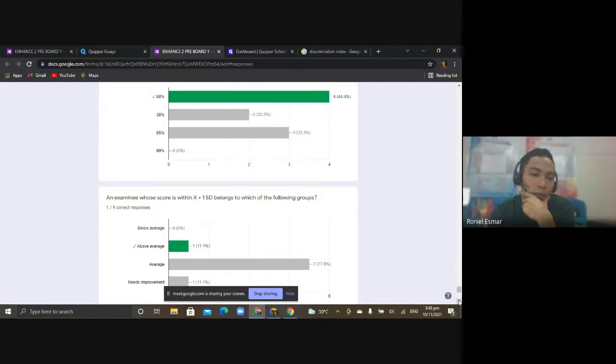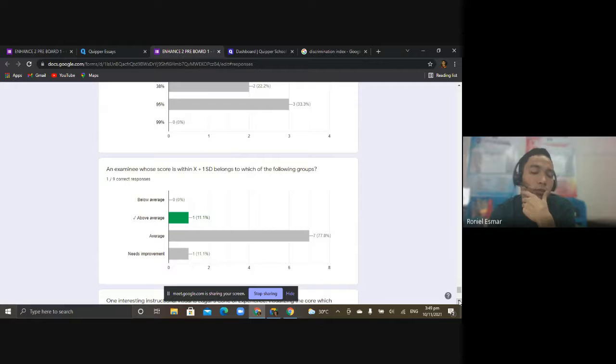Next, an examinee whose score is within X plus 1 SD belongs to which of the following groups? If it's positive standard deviation, is it below average or above average? If it's -1 SD, the answer is below average. But if it's positive standard deviation, beyond the mean or the average of the score distribution, then the interpretation should be above average.